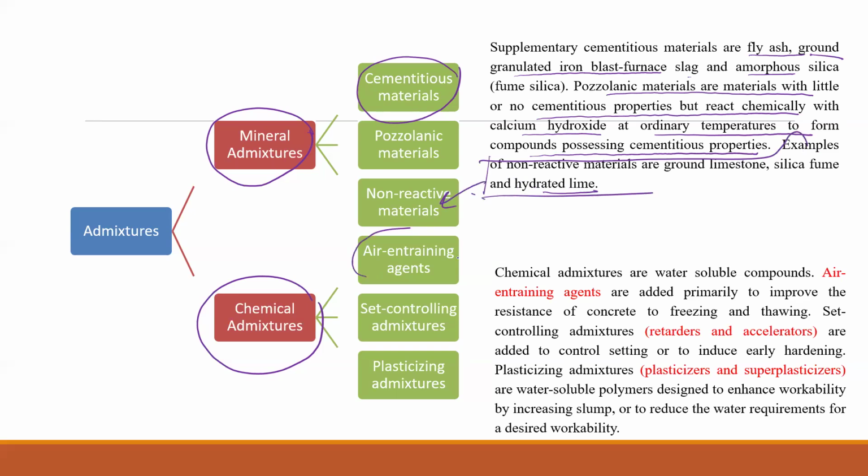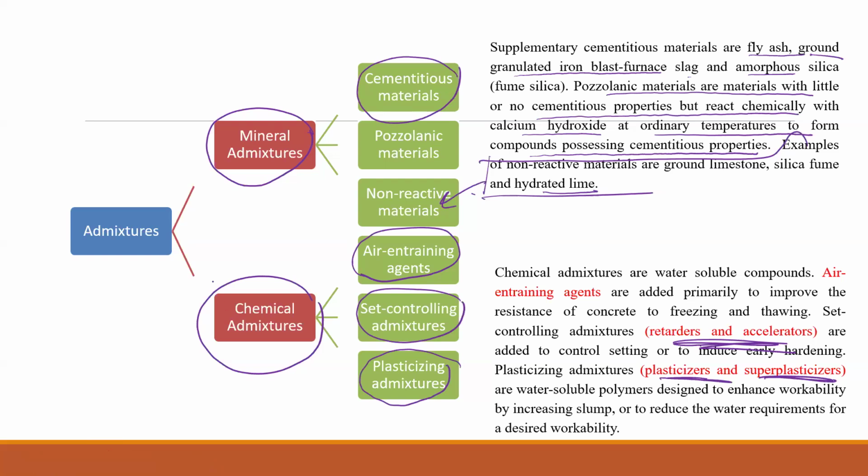Chemical admixtures include air-entraining agents. I told you some situations where we need to purposely create voids in the concrete mix, so we have to add an air-entraining agent to evenly create the voids throughout the concrete. And set control admixtures, they are the retardants and the accelerants. And also plasticizing admixtures, plasticizers and superplasticizers, to improve the workability.